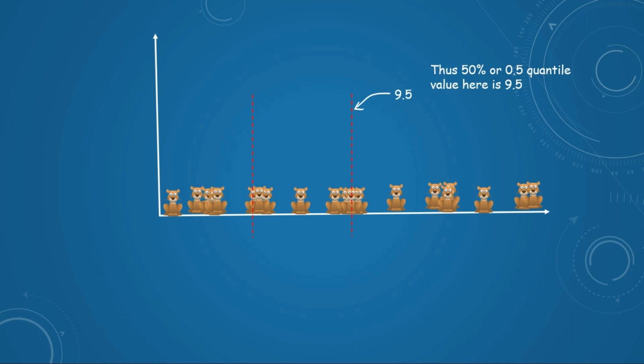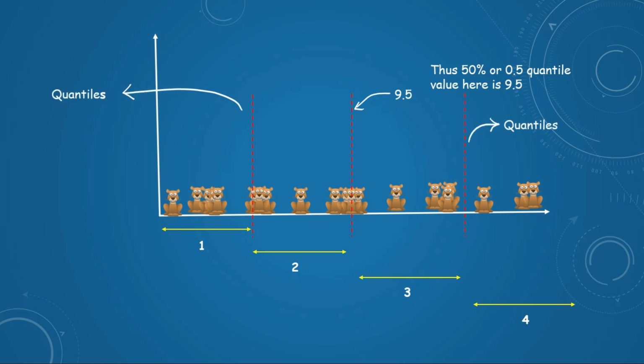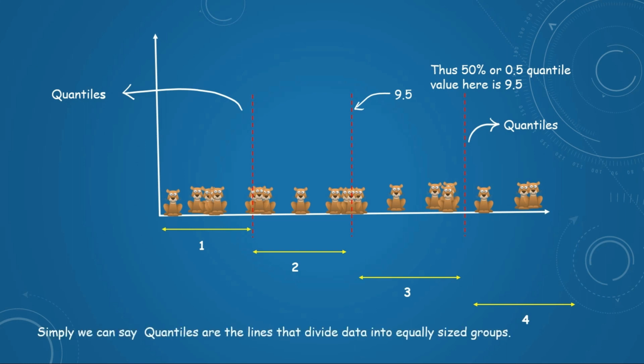If we could add two more lines, now as you see, the data is now divided into four equally sized groups. These lines are also called quantiles because they divide the data into equally sized groups. Simply, we can say quantiles are the lines that divide the data into equally sized groups. Median is a quantile because it splits the data into equal sized groups. This is called 50% quantile.